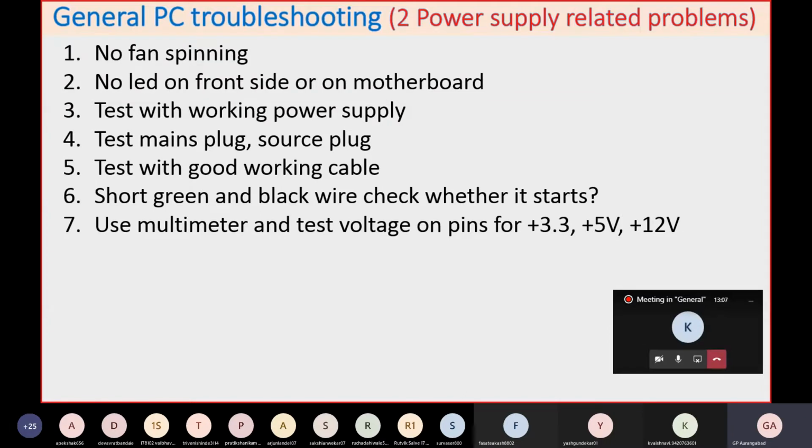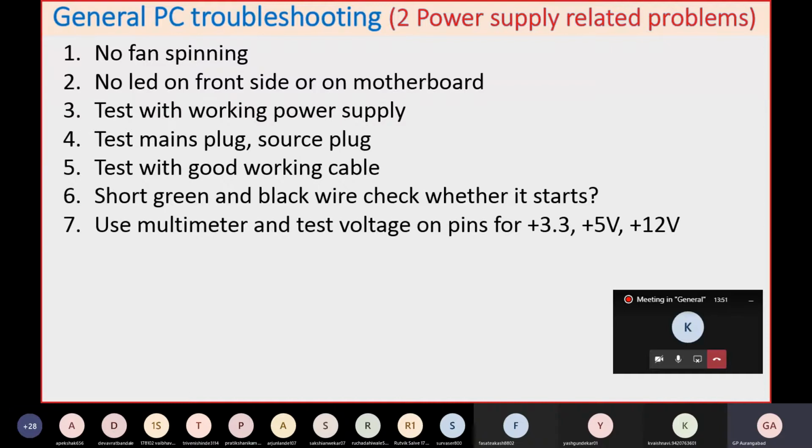are related to your power supply. We have already seen the details related to the power supply. Now, how can we diagnose that the problem is related to the power supply? Very first, if there is no fan spinning, that means the fan is not rotating, or you do not hear any sound of your fan running, then you can say the problem is with the fan. In fact, if there is no LED on the front side or on the motherboard when you switch on, that LED glows immediately if it receives power. If there is no LED, obviously a power supply problem could be there.